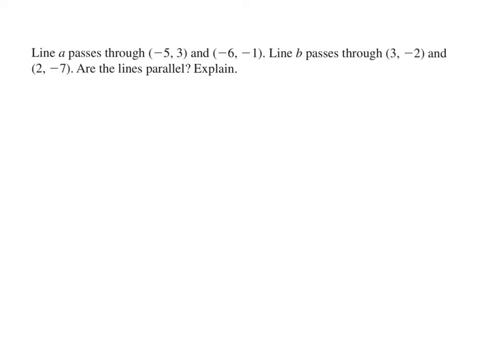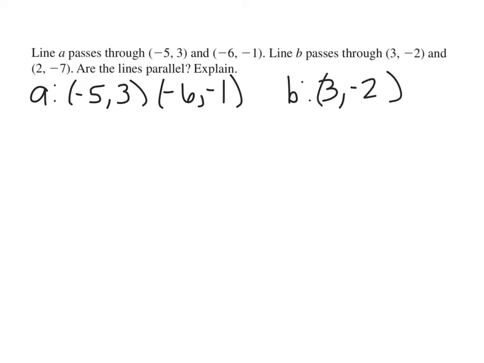Now what if you're given the points that they pass through? Line A passes through (negative 5, 3) and (negative 6, negative 1). And line B is (3, negative 2) and (2, negative 7).